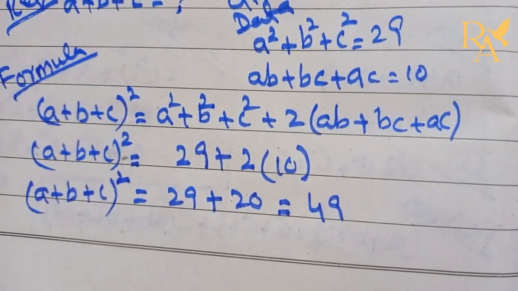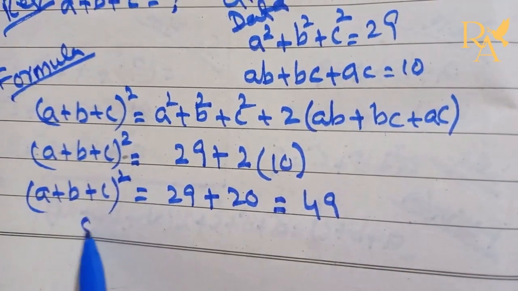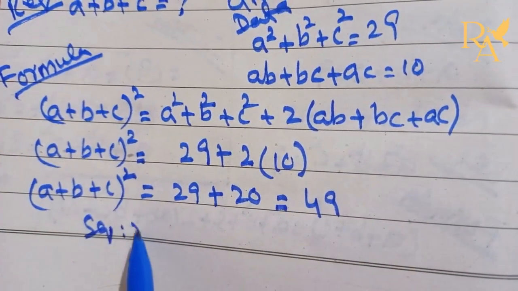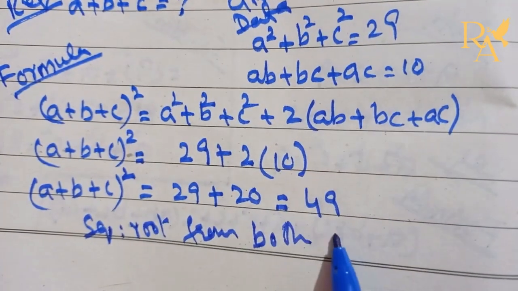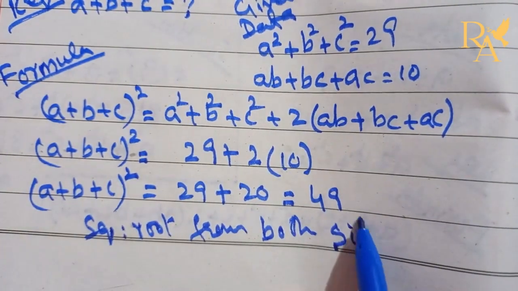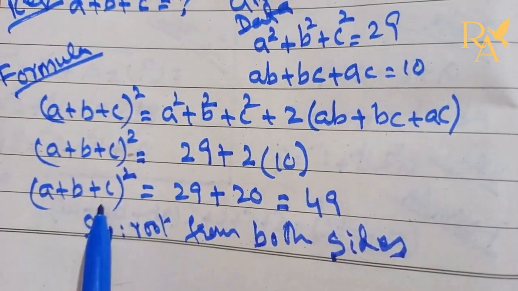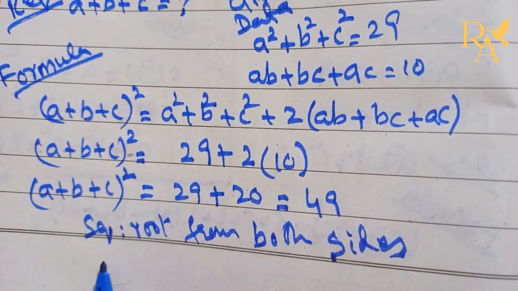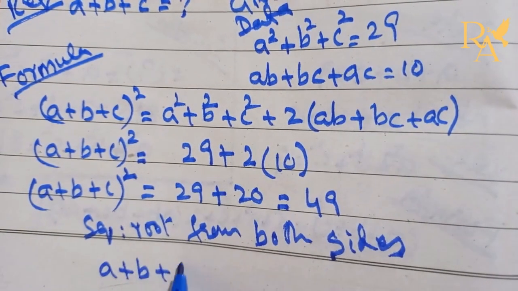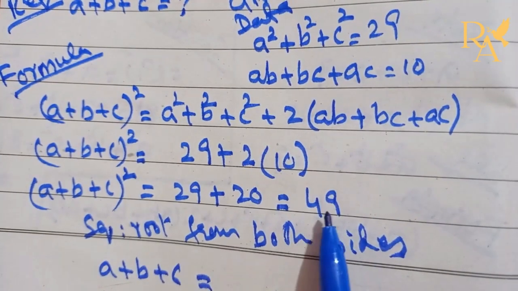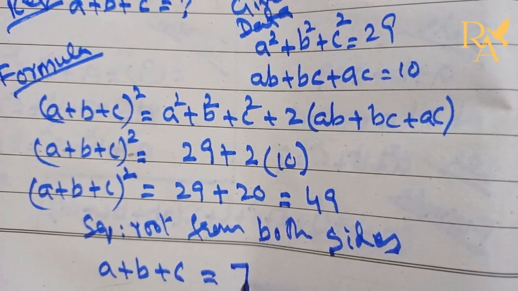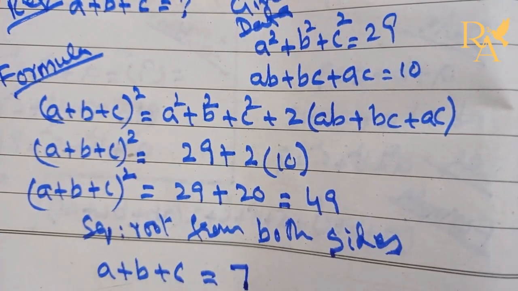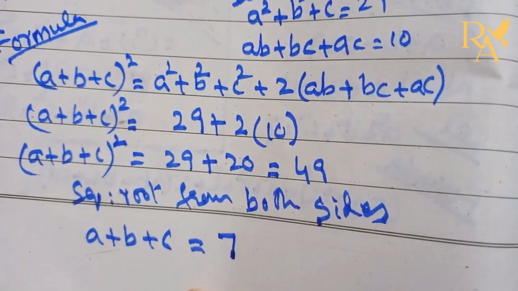So by taking the square root from both sides, the square root of A plus B plus C whole square is A plus B plus C, and the square root of 49 is 7. So A plus B plus C is equal to 7. This is the answer.